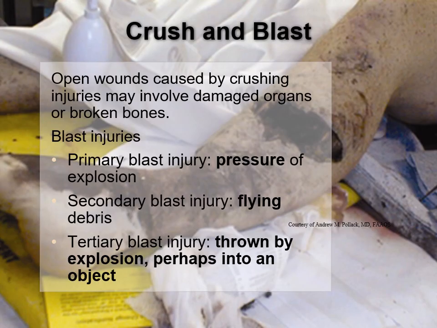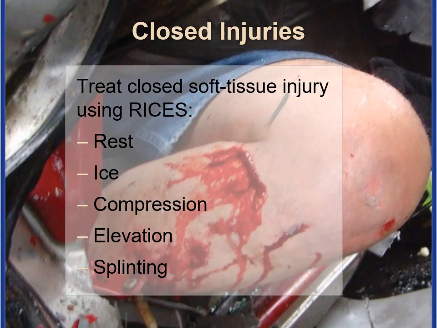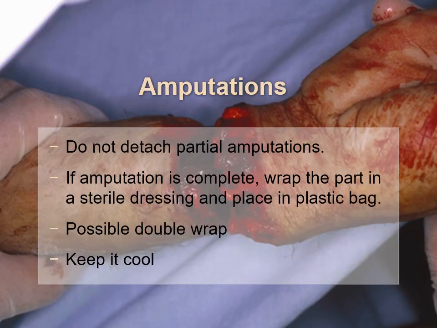It's bad. So crush and blast, we've already talked about these enough, right? Primary is about the pressure, and then secondary is going to be shrapnel. Tertiary is your body getting thrown. Closed injuries, we're going to treat with RICE, right? Rest, ice, compression, elevation. Ice is going to be splinting. And I like ice. All right. Any questions about closed?